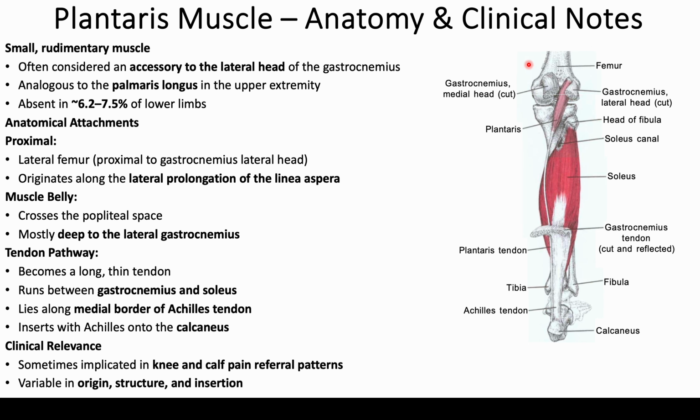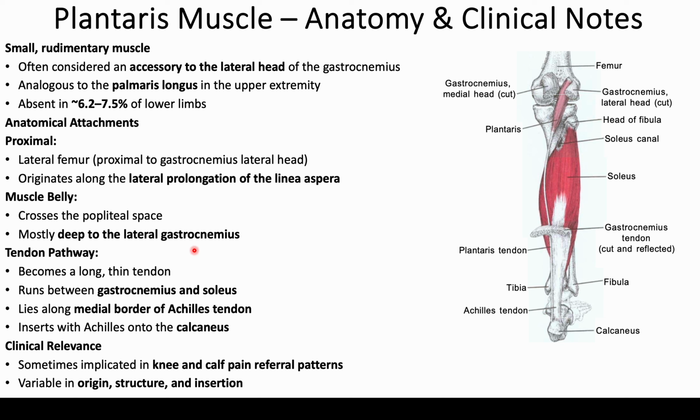Plantaris is a very small muscle, as you can see, often considered an accessory muscle to the lateral head of the gastrocs. It's absent in 6.2 to 75% of the limbs. Proximal attachment, lateral femur, originating from the lateral elongation of the linea aspera, and the muscle belly crosses the popliteal space. So this is where it's important when you're palpating the popliteal space. You could be palpating the plantaris as well a lot of times.